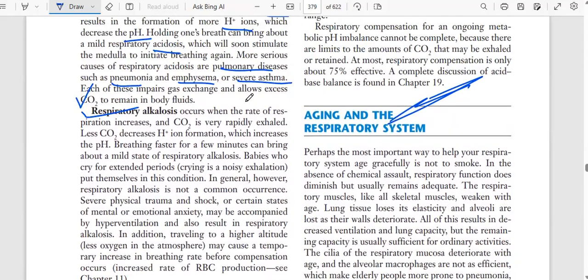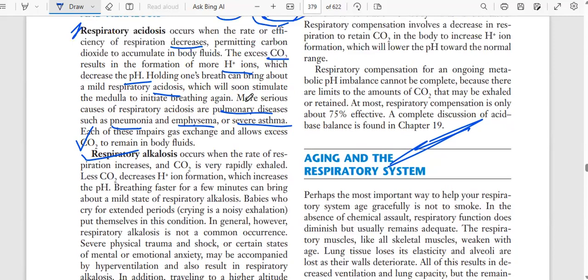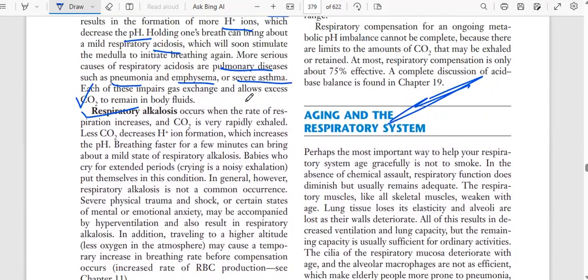Here there is a reduction of hydrogen ions, meaning carbon dioxide is going out, but oxygen is not coming in. What will happen? Let's study that. When the rate of respiration increases, carbon dioxide is exhaled. Less carbon dioxide decreases H plus ion formation. Fast breathing for a few minutes can bring about a mild stage of respiratory alkalosis.